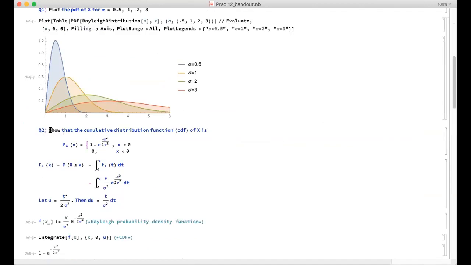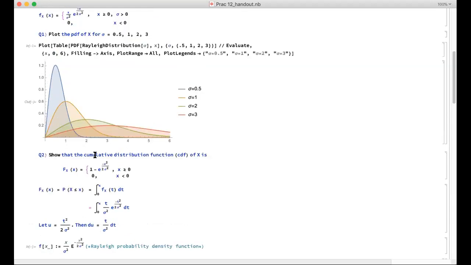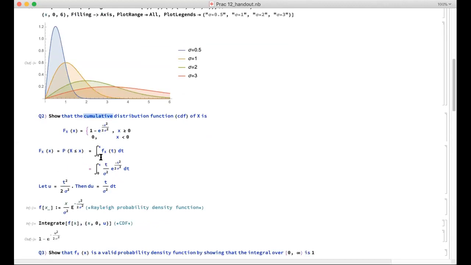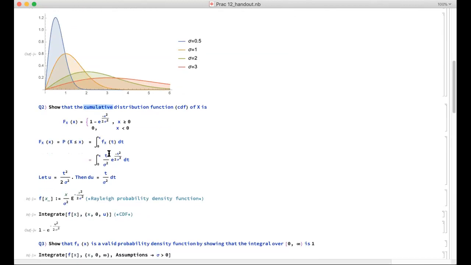Okay, the second question is similar to last week's. When you are given the PDF, how do you compute the CDF, which is the cumulative distribution function? The CDF is computed using an integral from the lowest point, that is 0, up to a given value x. You would integrate your PDF. In this case, if you integrate with respect to t, it's t over sigma squared times e to the power minus t squared divided by 2 sigma squared.